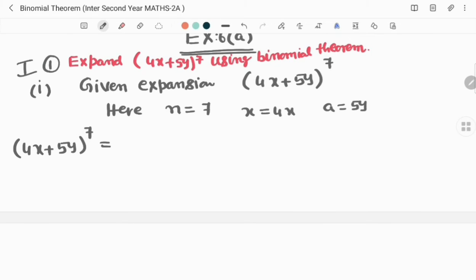First I am writing the formula which we discussed, the statement: nC0 x power n a power 0 plus nC1 x power n minus 1 a power 1 plus and so on.